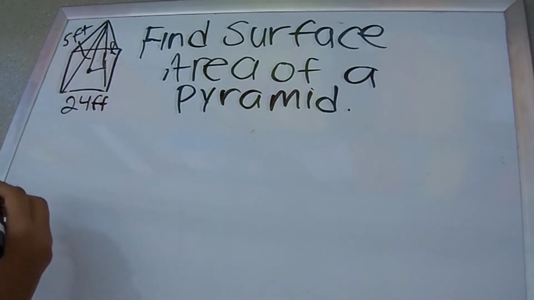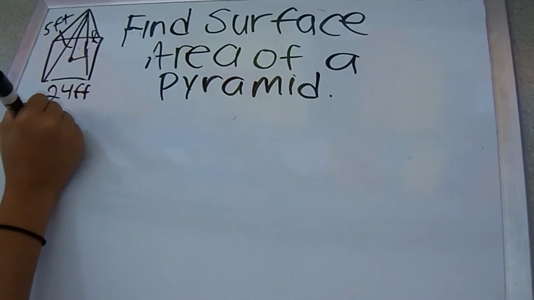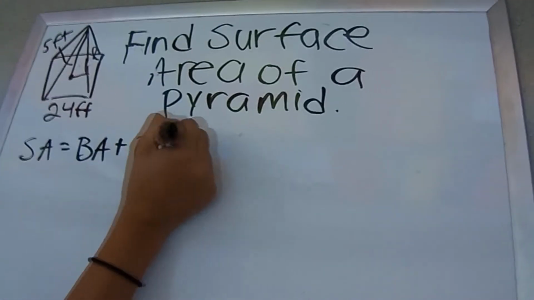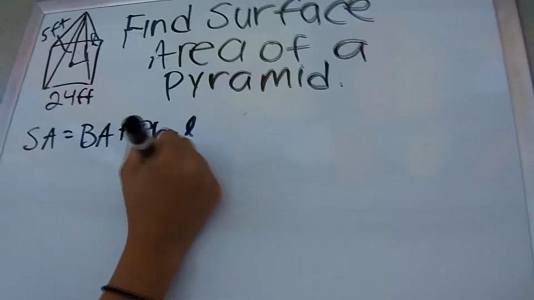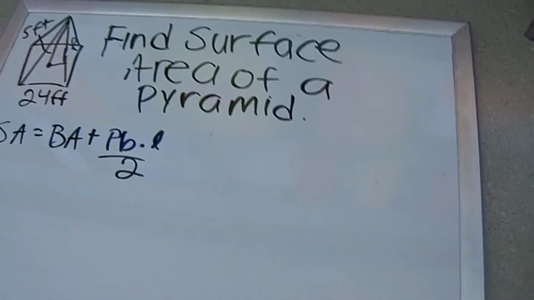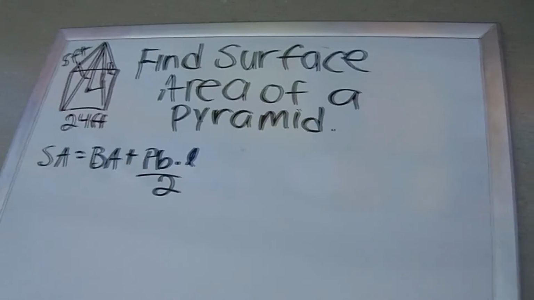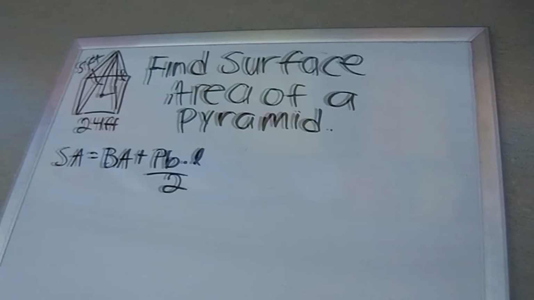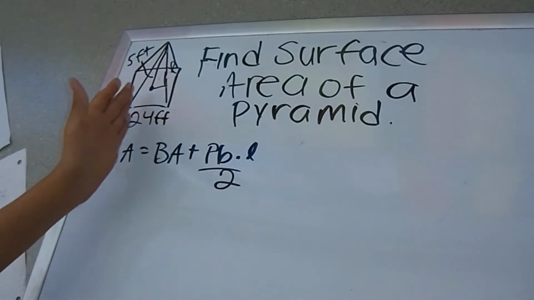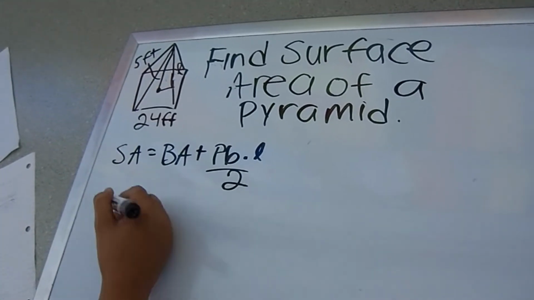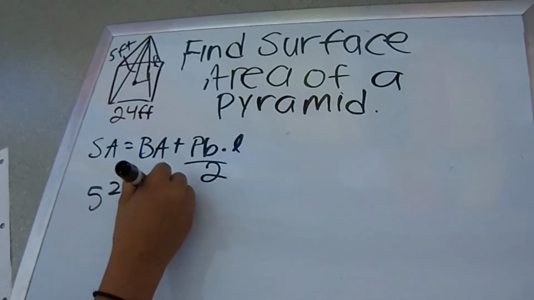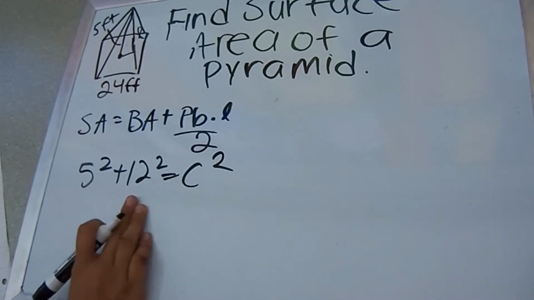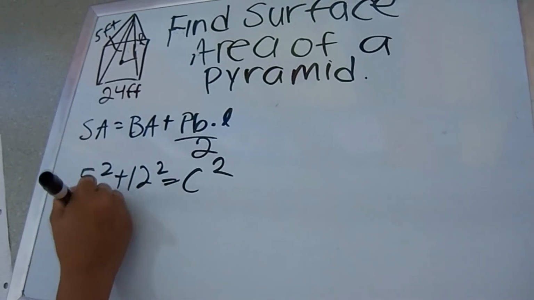First, we have to write down the formula, which would be surface area equals base area plus perimeter of the base times L divided by 2. And this part is L, so we don't have L, so we have to find this part first, and we're going to use Pythagorean's theorem. Remember that you have to cut this part in half because it's just half of a thing. So we're going to put 5 squared plus 12 squared equals c squared.